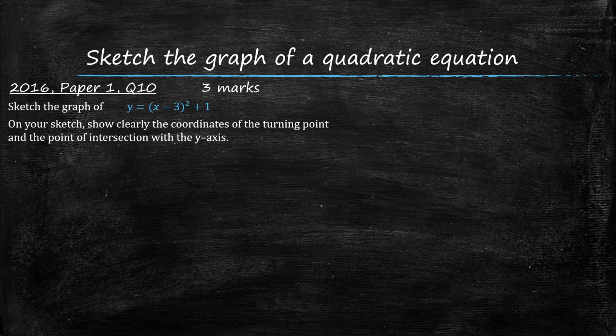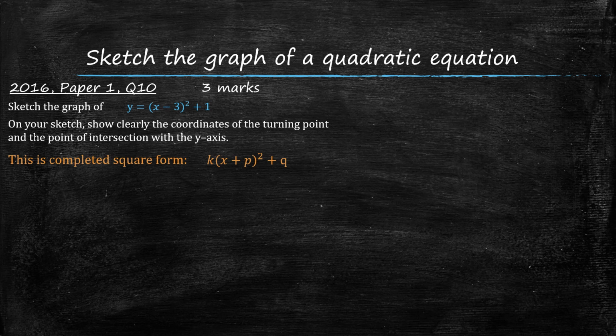Our next question is from 2016, paper 1, question 10, and it's for 3 marks. Sketch the graph of y equal to (x minus 3) all squared plus 1. On your sketch, show clearly the coordinates of the turning point and the point of intersection with the y-axis.